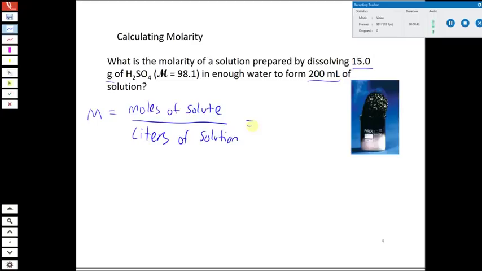All right, and so we have enough information to get both, although neither of them are given to us directly. So if we're going to find the moles of solute, the solute in this case is H2SO4. That's what we're dissolving in the water to make the solution. That's our minor component as we talked about last time. So moles of sulfuric acid is just another mass to mole conversion. And we're given the molar mass is 98.1 grams per mole, so we just divide by that.